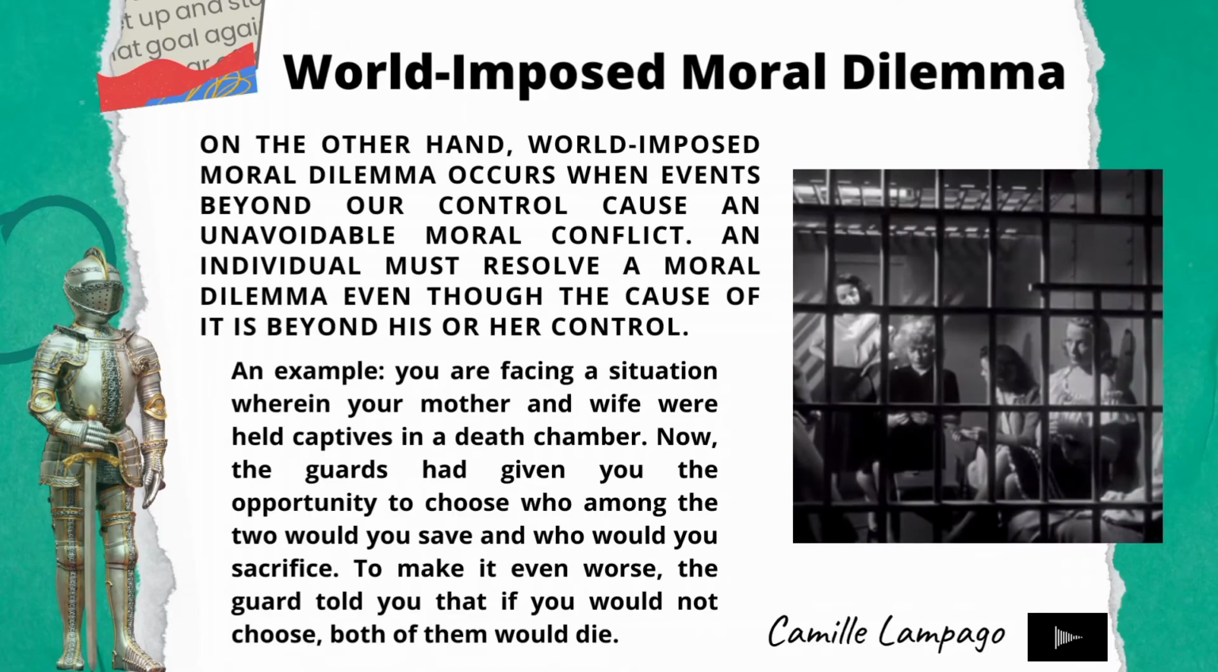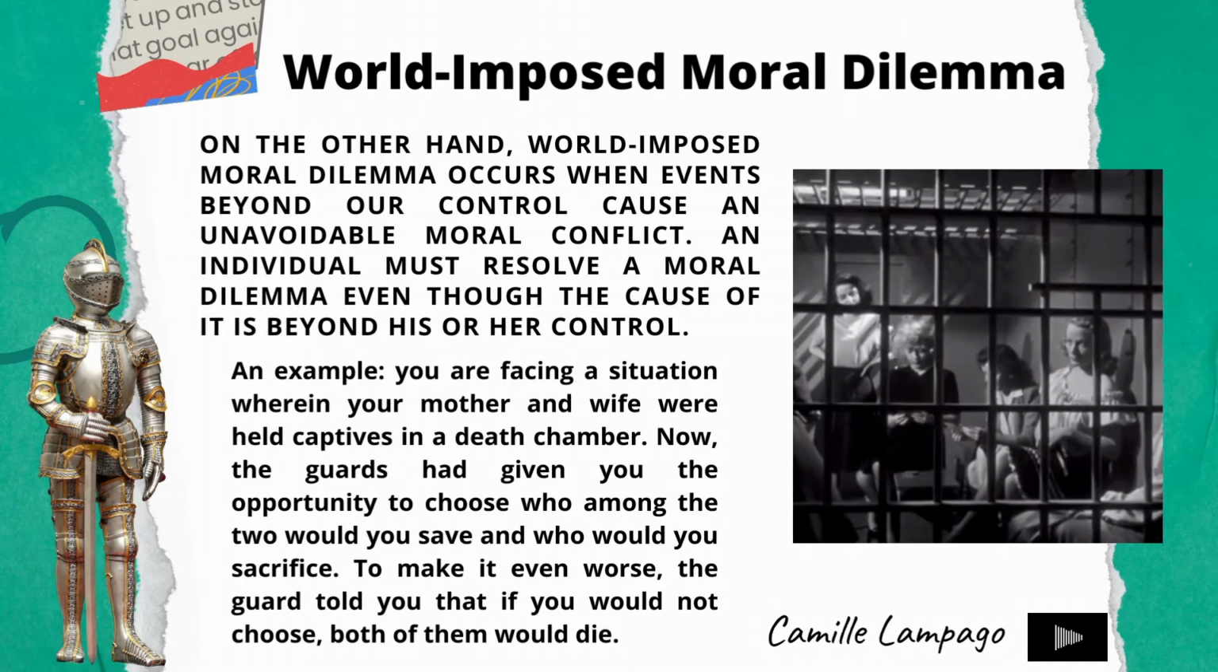On the other hand, a world-imposed dilemma occurs when events beyond our control cause an unavoidable moral conflict. An individual must resolve a moral dilemma even though the cause of it is beyond his or her control. An example: you are facing a situation wherein your mother and wife are held captive in a death chamber. Now, the guards have given you the opportunity to choose which of the two you would save and which you would sacrifice. To make it even worse, the guard told you that if you would not choose, both of them would die.